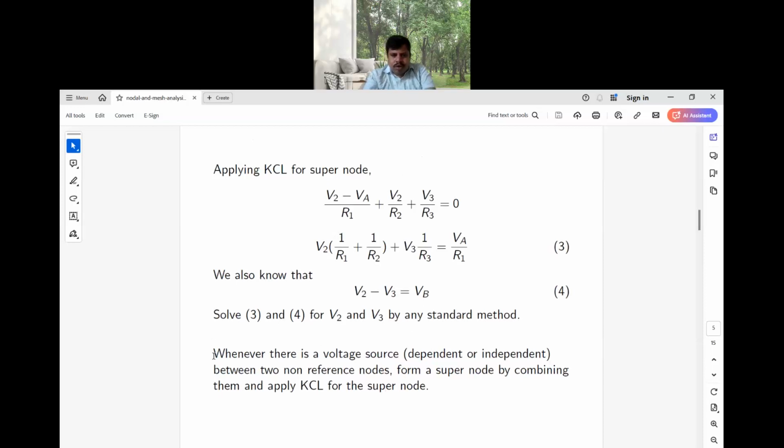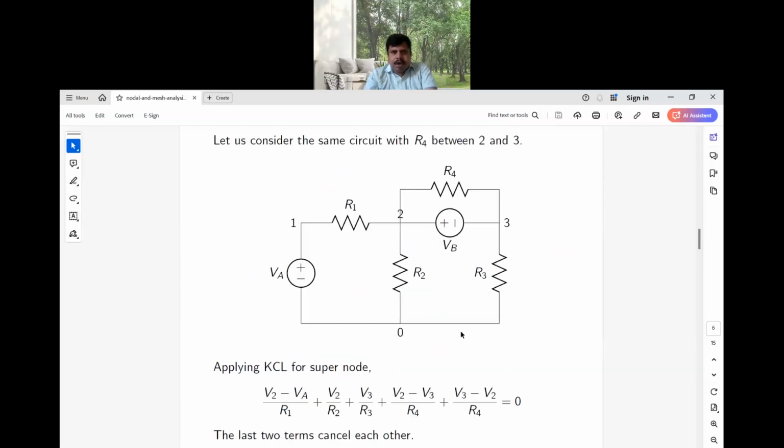Okay. So you need to remember, whenever there is a voltage source between two non-reference nodes, they form a supernode, and by combining them, we need to apply KCL for the supernode. Clear? We need to apply KCL for the supernode. That is the procedure. Now let us consider this example.